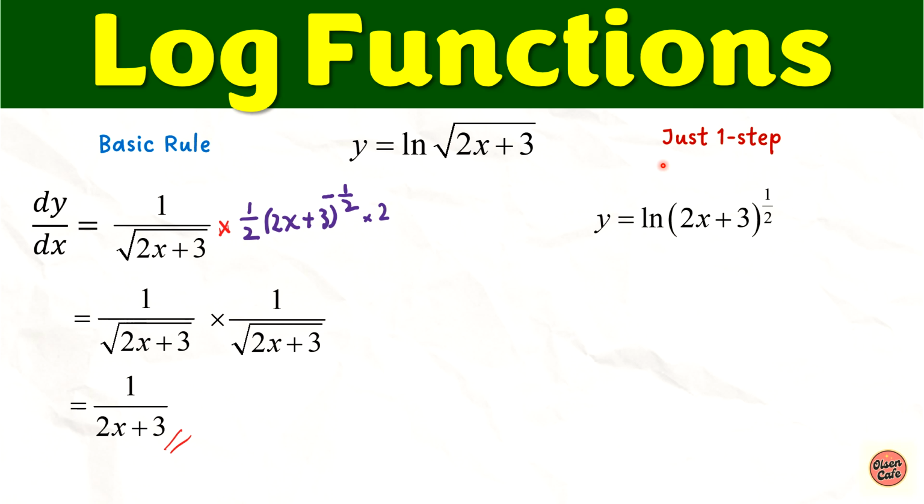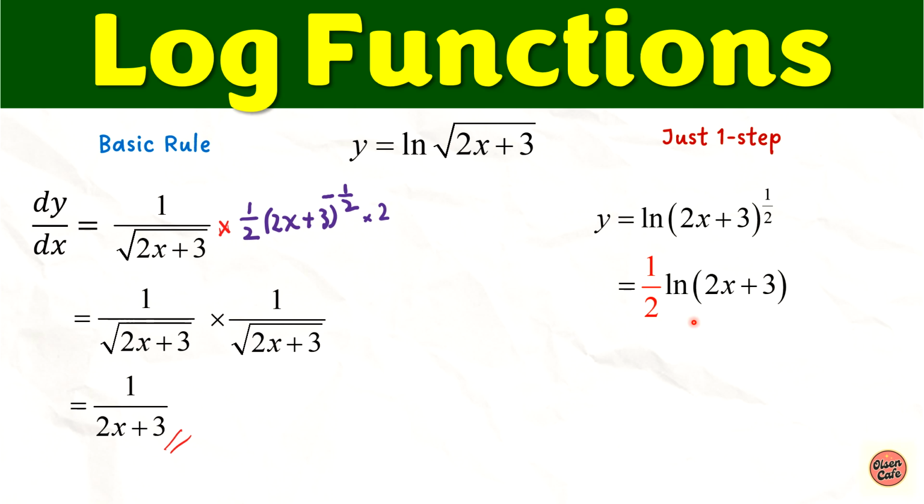Now, if you can recall in logarithm, I am able to use the power rule to simplify this. Using the power rule, I simply bring down the power. So this will give me half ln bracket 2x plus 3. Once I've done this, I am ready to differentiate now.